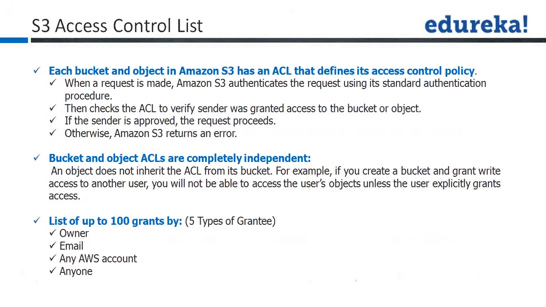Each bucket and object in Amazon S3 has an access control list. One more thing, the bucket and object ACLs are always independent. Whatever is implemented at the bucket level does not transfer to the object, and whatever is at the object level does not come to the bucket. We showed that during the demo also. Also, you can give up to 100 grants per ACL. So with the access control list, you can give a maximum of 100 grants. After that, it's best to use the access policy, the bucket policy only.